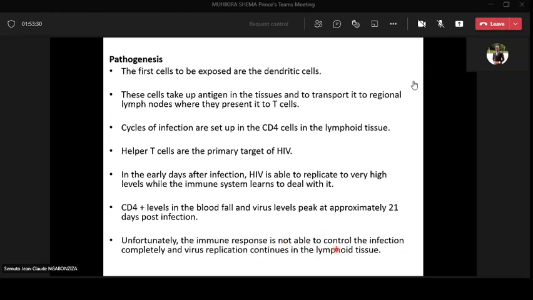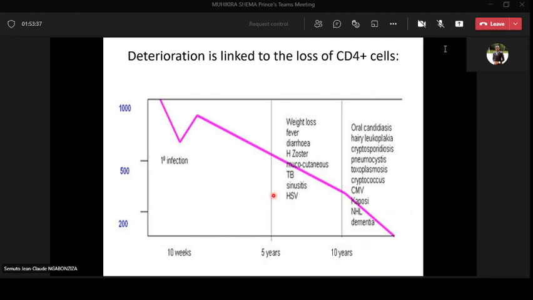It is not able to control the infection completely, and virus replication continues in the lymph node tissue. There is a bit of drop in CD4, but they do not fall immediately, because we have immune system adaptation, which decreases the virus; instead they drop gradually during the 5 years, until at one point they are below or at the level of 500 cells per microliter. During this phase the person starts developing symptoms, then at lower than 200 it is more obviously AIDS.